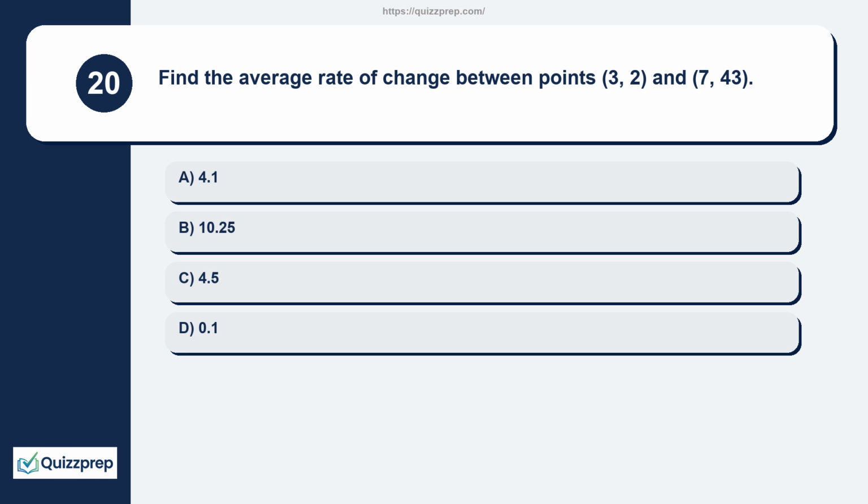Question 20. Find the average rate of change between points (3, 2) and (7, 43). 4.1, 10.25, 4.5, 0.1.